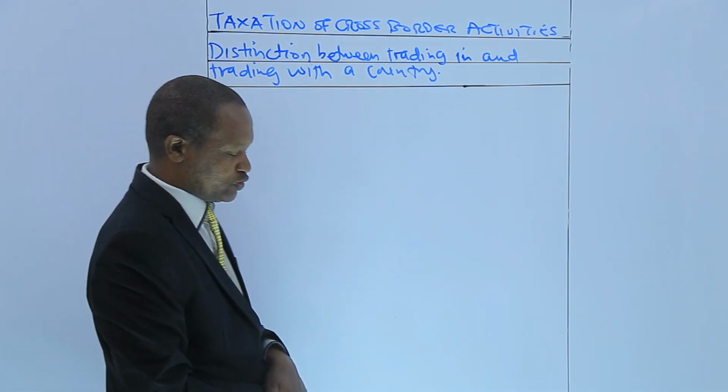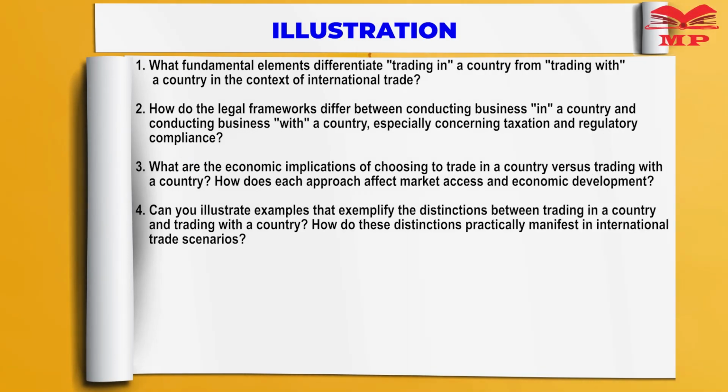Now, based on what we have learned today, I'm going to read to you 4 questions. Number 1, what fundamental elements differentiate trading in a country from trading with a country in the context of international trade? Number 2, how do the legal frameworks differ between conducting businesses in a country and conducting business with a country, especially concerning taxation and regulatory compliance?